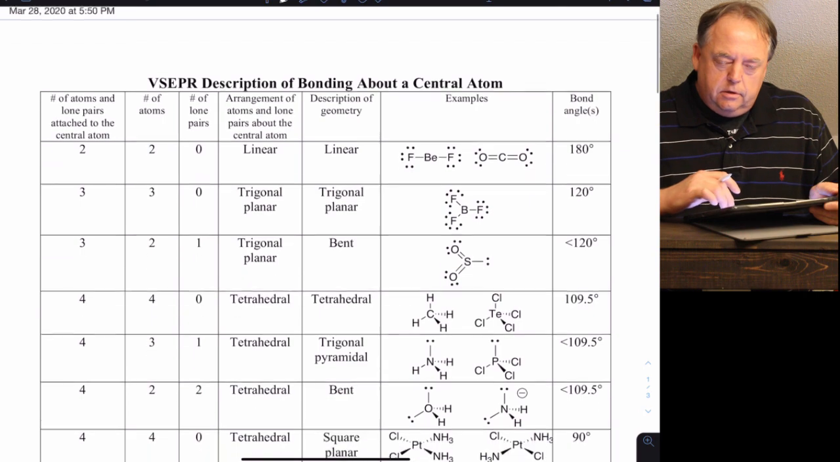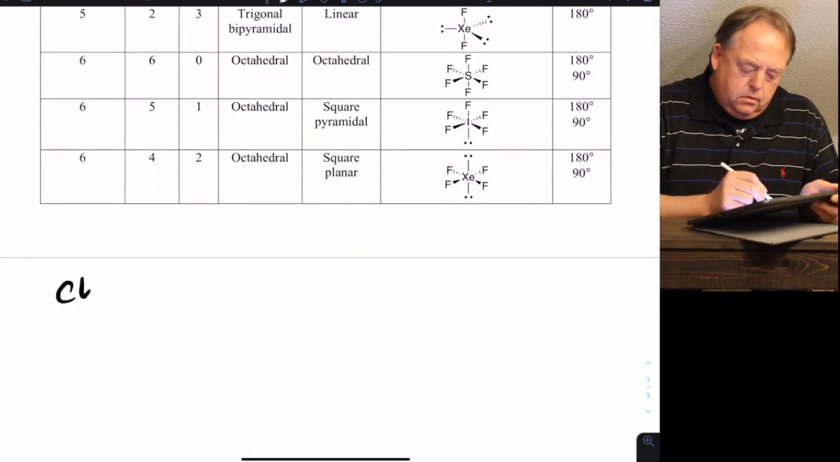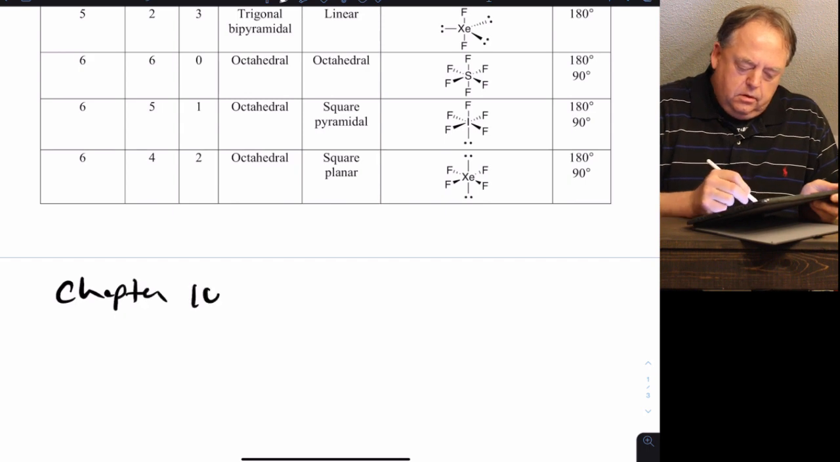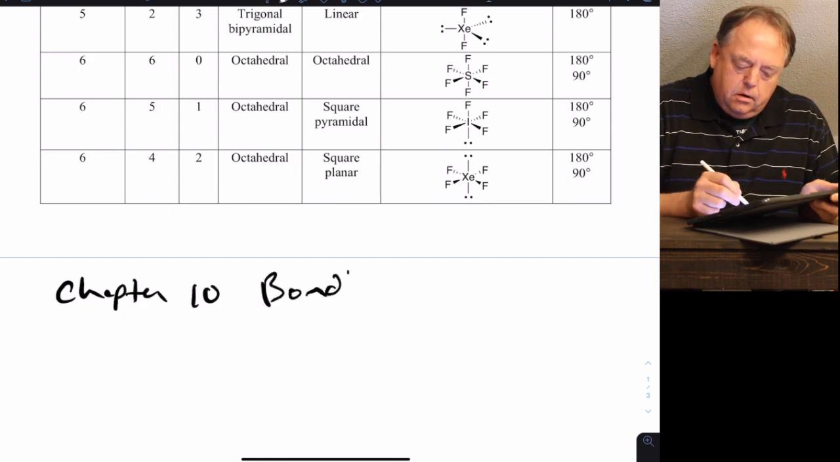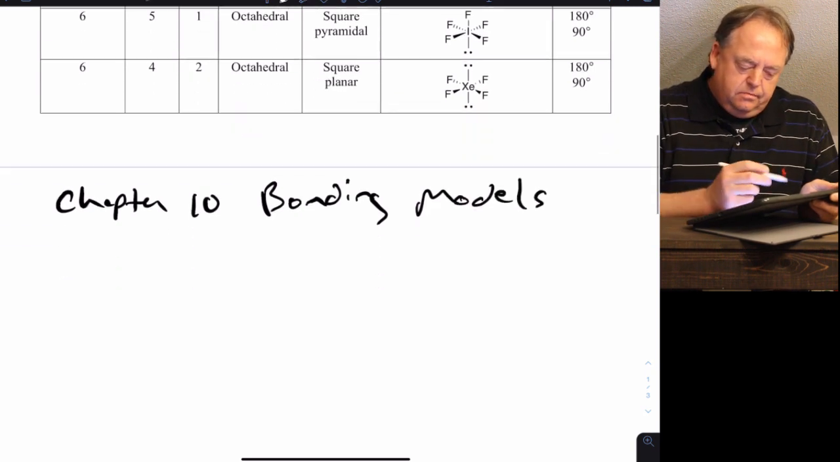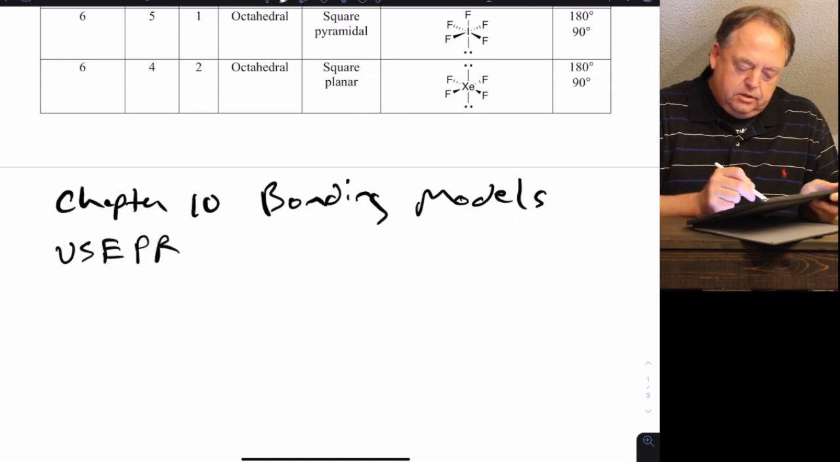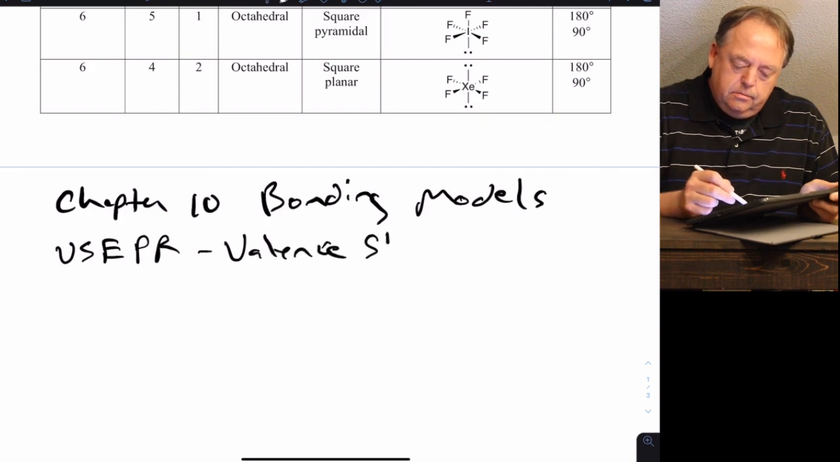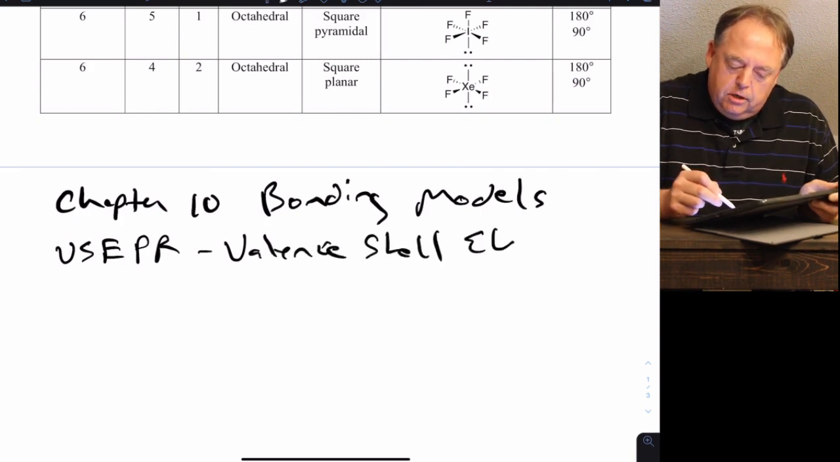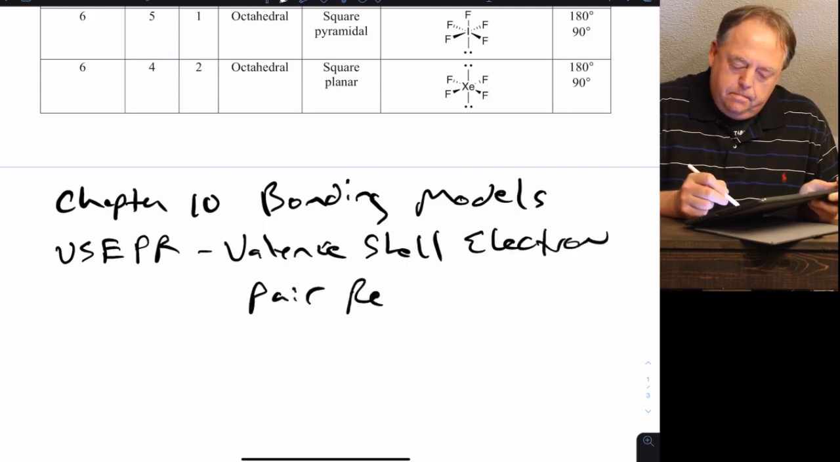Okay, and so in this lecture we're going to start chapter 10, which is over bonding models. And we're going to talk about, well, there's three different ones covered in this chapter. One that's called VSEPR. It's an acronym, stands for Valence Shell Electron Pair Repulsion.